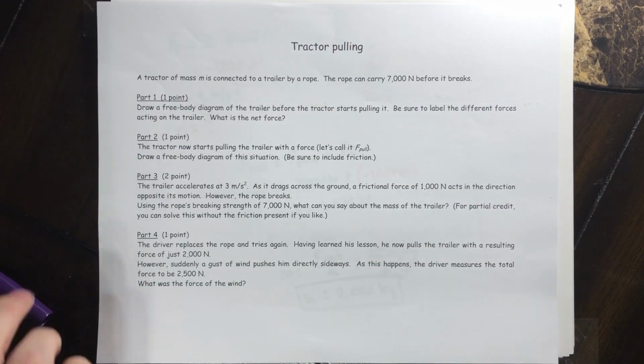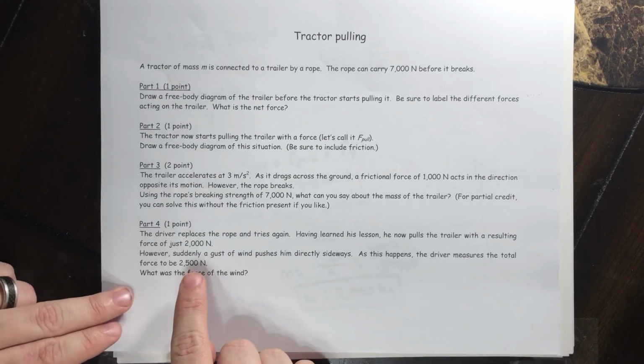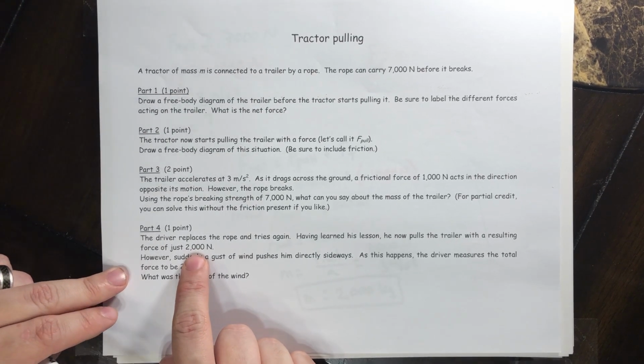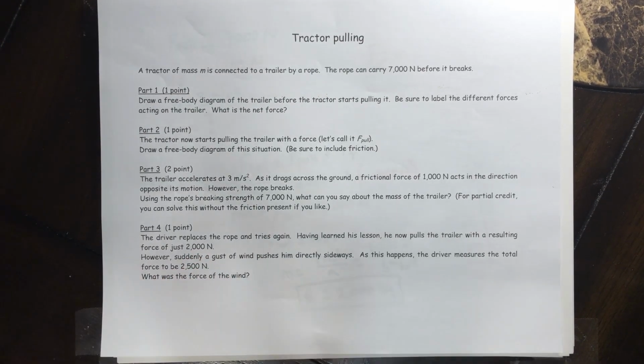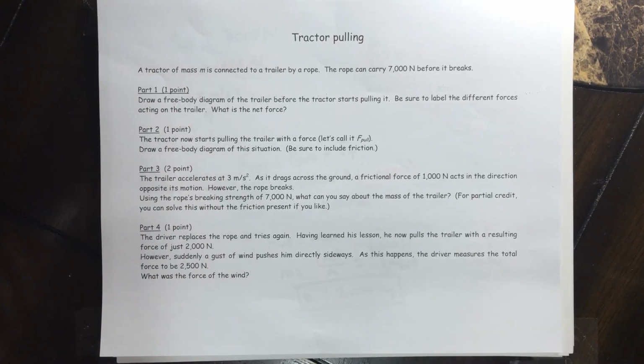All right, our last part for this is the driver replaces the rope and tries again. Having learned his lesson, he now pulls the trailer with a resulting force of just 2,000 newtons, so it doesn't pull it as hard. However, suddenly a gust of wind pushes him directly sideways. As this happened, the driver measures the total force to be 2,500 newtons. What was the force of the wind?